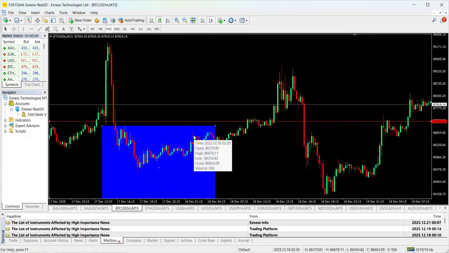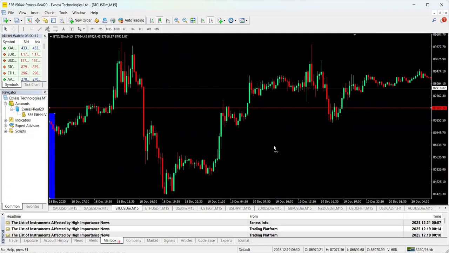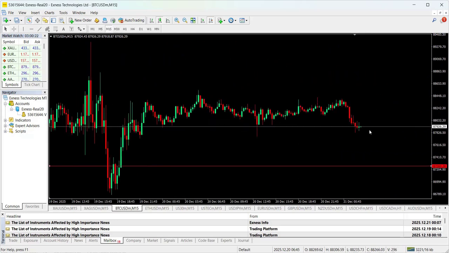The candle is still going down. So you see how much this market moved. So I expect this market is going to keep going down. So this is a huge prediction. All right, this market is going to keep running down.